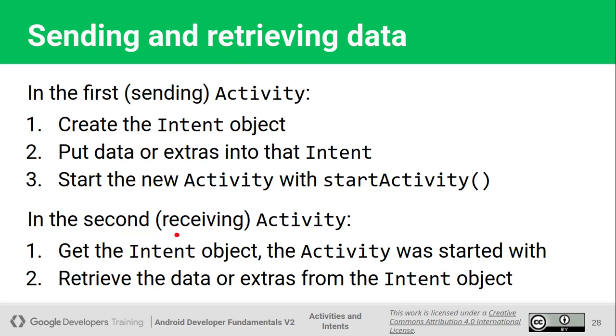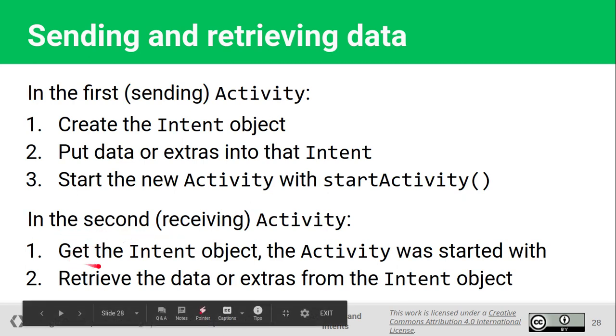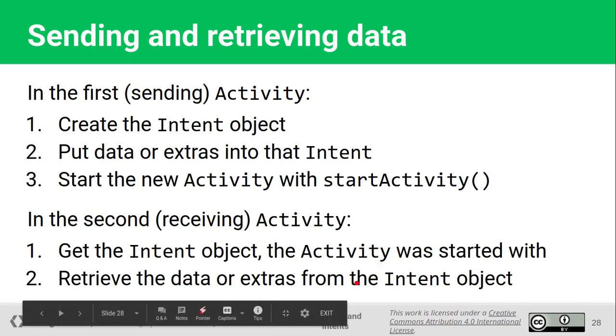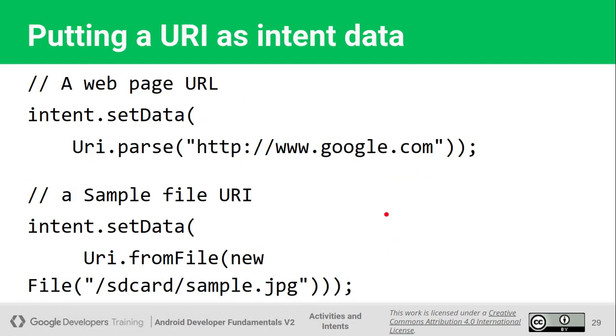On the receiving activity, we get the intent object and retrieve the data or extra from the intent object. So basically data is attached to the intent when the activity is started from the first activity. On the second activity we retrieve that particular data or extra from the intent object.